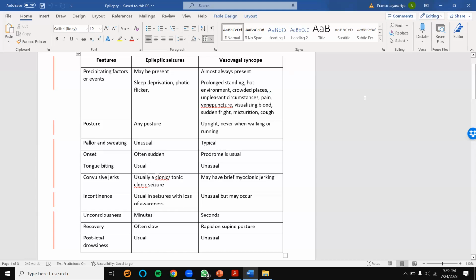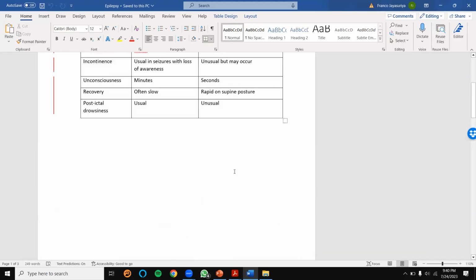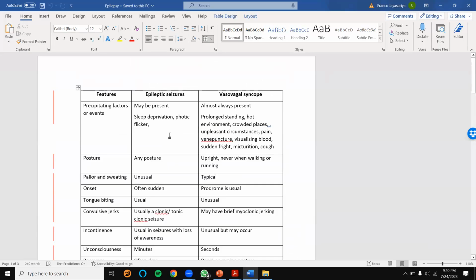So in the history, I'll tell you how to ask the history. Basically, you need to ask what they were doing beforehand. Okay, what position they were in, did they feel anything, was there sweating? Onset, how long did it last for, the recovery, and post-ictal drowsiness, tongue biting, incontinence and stuff like that, you have to ask. So we'll look at the history part in a bit. That is epilepsy versus syncope, okay?